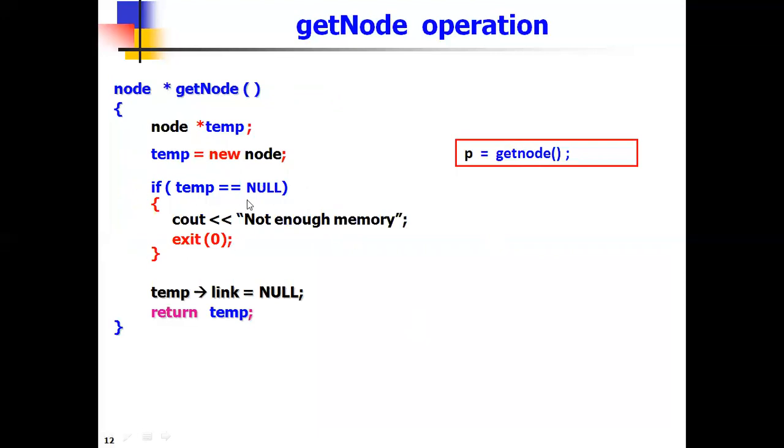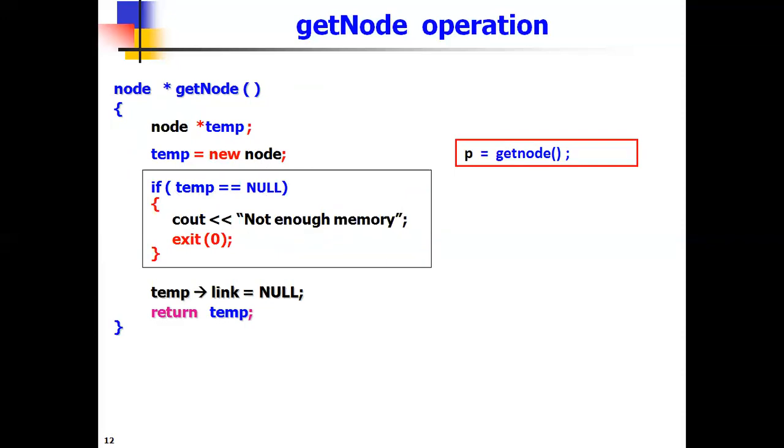Now the get node is modified a little bit. In the get node, you can see one if condition is added. So what is the use of the if condition? Whenever you create a new node using temp equal to new node, there is a chance that the node is not created due to some reason. Maybe the stack is full or some other reason the node may not be created.